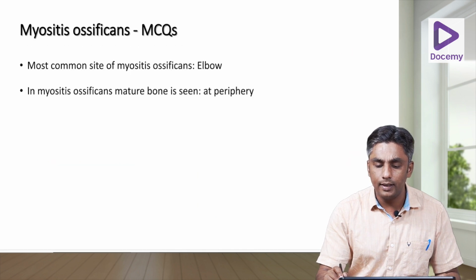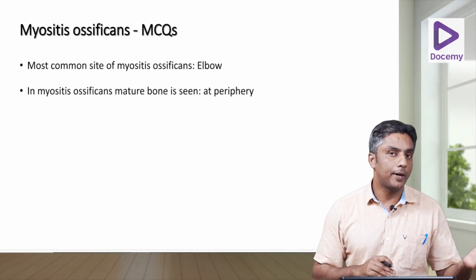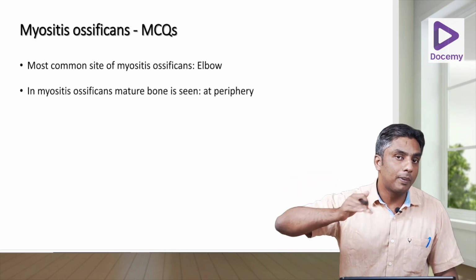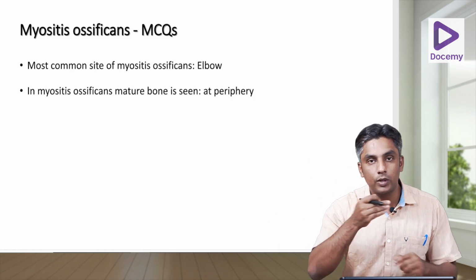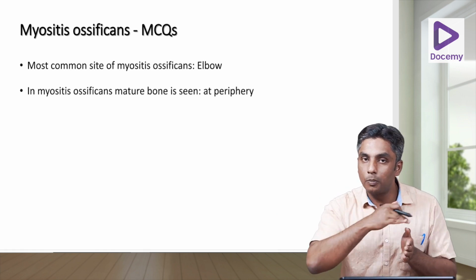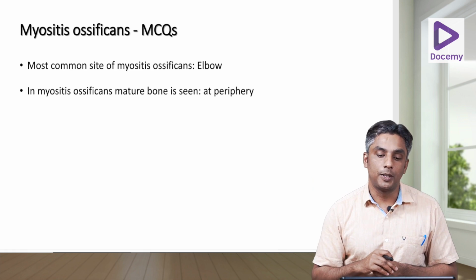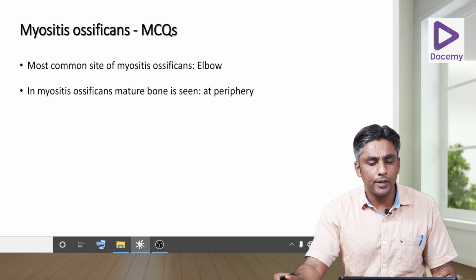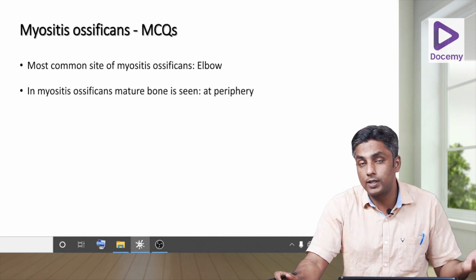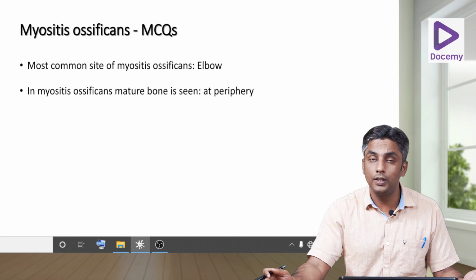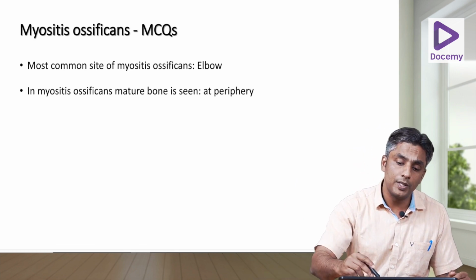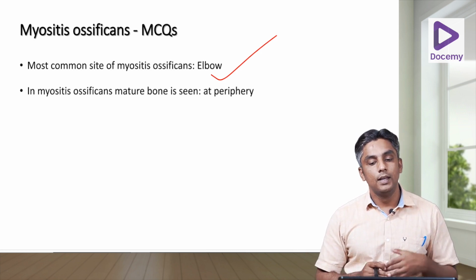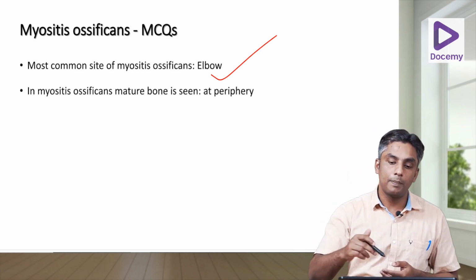So the zonal phenomenon is seen in myositis ossificans, where the central part is immature, whereas in malignancy the peripheral part is immature, so your biopsy will be easy. You can just go through the superficial part of the lesion and take a piece for biopsy. So that is myositis ossificans, and some MCQs have been asked regarding it. The most common site of myositis ossificans, as I have been repeatedly telling, is the supracondylar fracture of the humerus, so the elbow forms the answer. And in myositis, by the Ackermann zonal phenomenon, the mature bone is seen at the periphery, whereas the central part is immature.